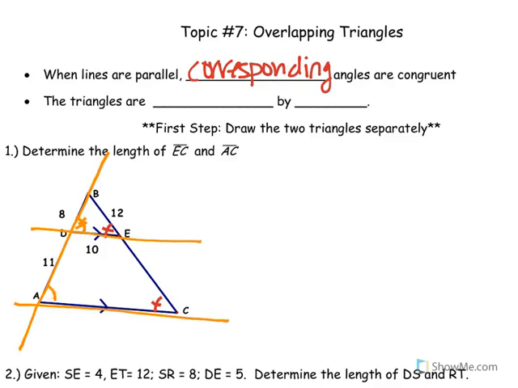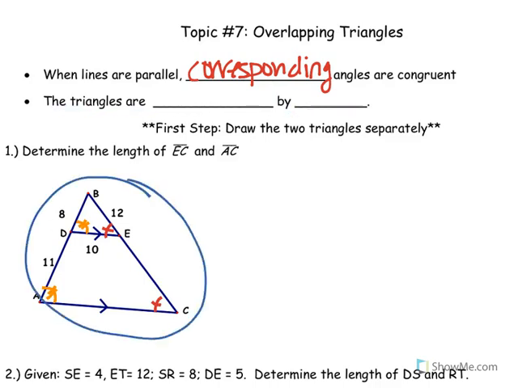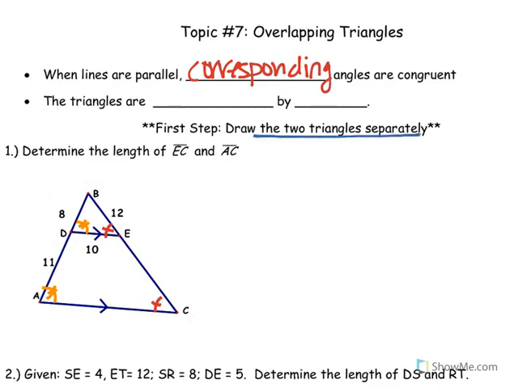So in this set of overlapping triangles, I have two pairs of congruent angles. Before I fill this in, every time you see triangles that look like this picture, I want you to draw the two triangles separately. Really what's happening here is that there are two triangles lying on top of each other within the same picture.